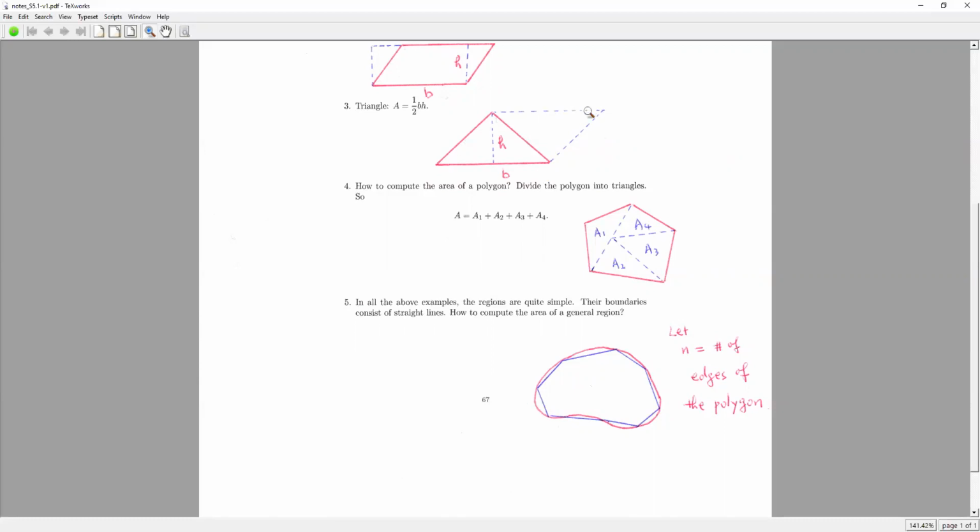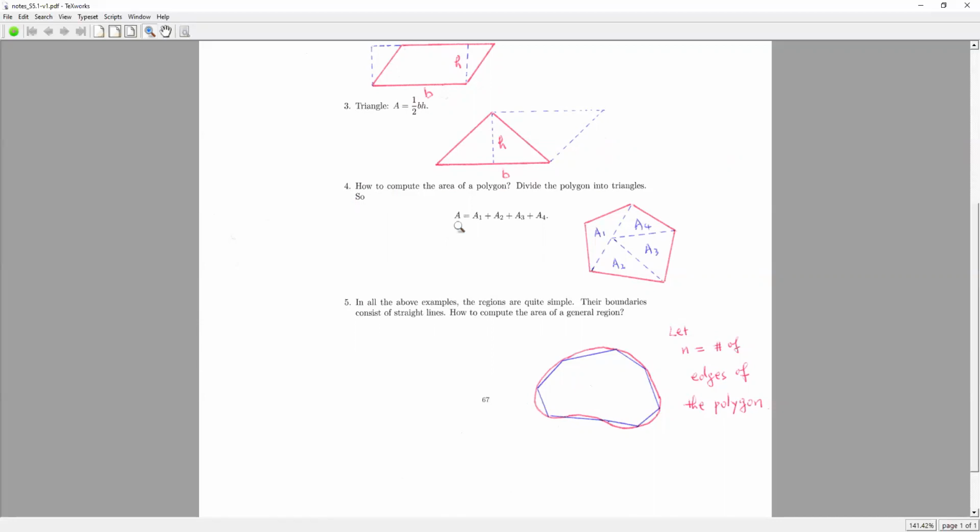The area of this parallelogram is base times height. This parallelogram consists of two triangles. So therefore, the area of this triangle is 1/2 of the area of the parallelogram. And therefore, we have this area formula for a triangle.